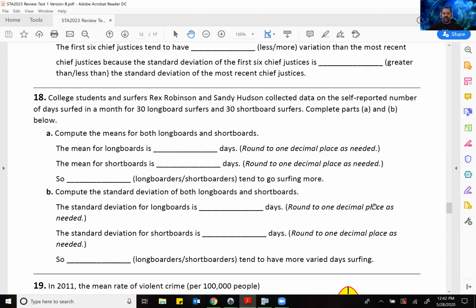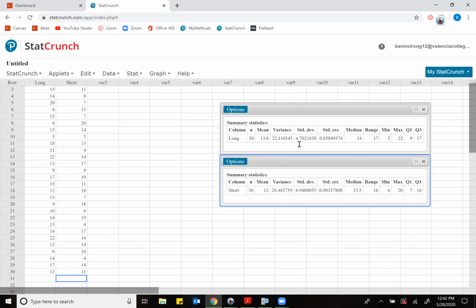All right, B. Standard deviation, and it says round to 1 decimal place. Okay, so standard deviation for longboard right here. 1 decimal place is what? 4.7. Perfect. So there's longboard. Short board rounded to 1 decimal place. 4.9.